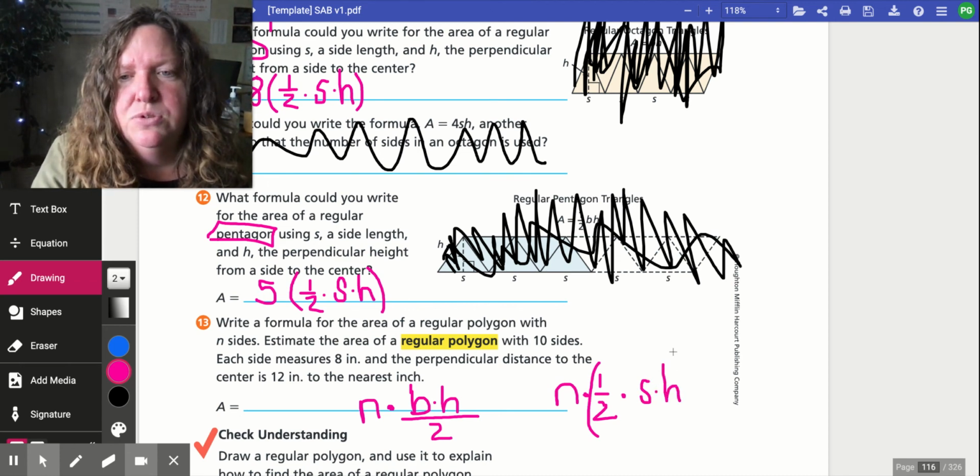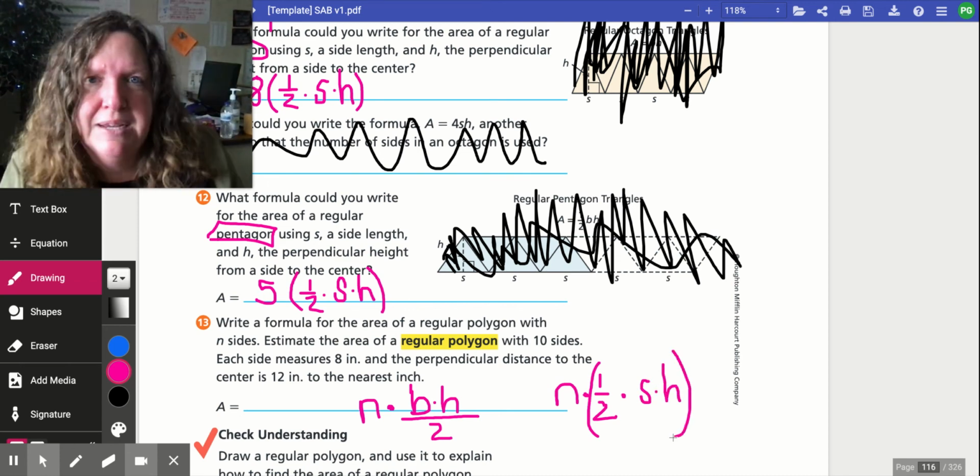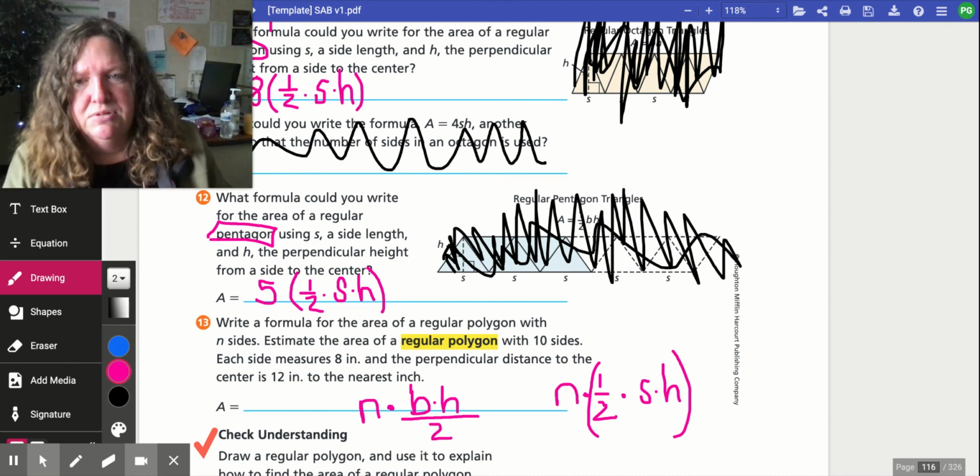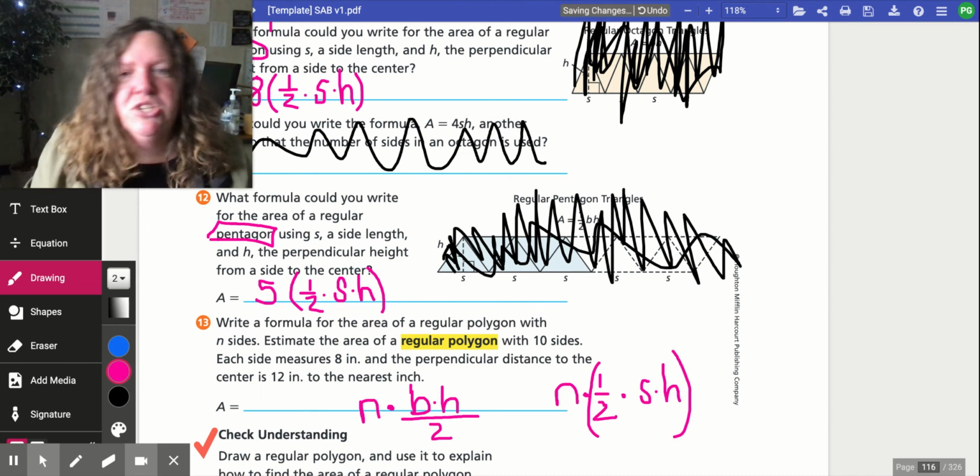I just don't really like using side because it looks so much like a 5. Sometimes it gets confusing. Kids sometimes think there's a 5 in there. There's not a 5 in there. It just looks like it.